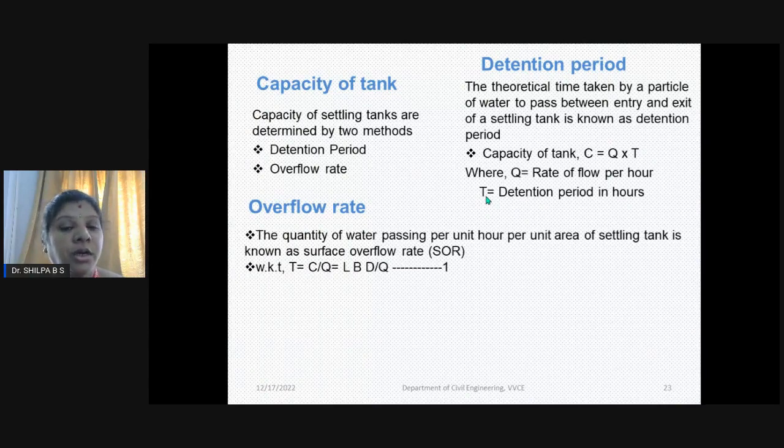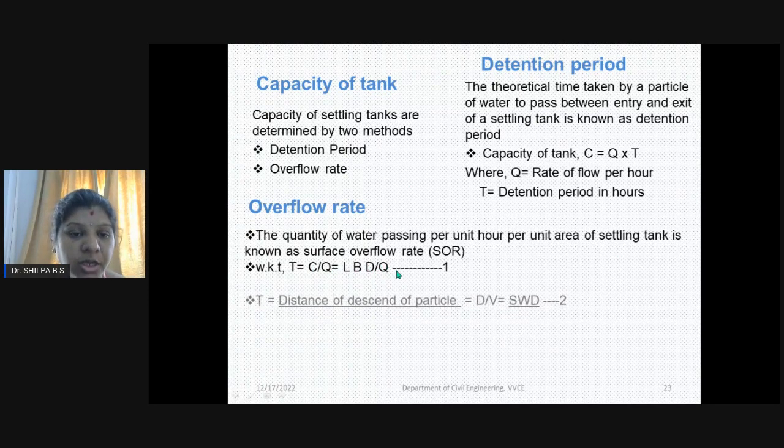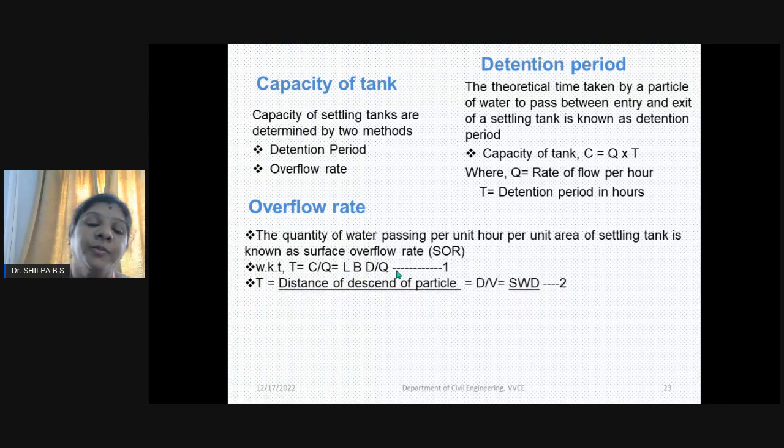So here, the detention time in a sedimentation tank is equal to the capacity of the tank divided by the flow rate. Capacity is nothing but the product of the length, breadth, and the depth of the tank, divided by the discharge rate or the flow rate, that is Q. This is one relation, with which we can know the detention period.